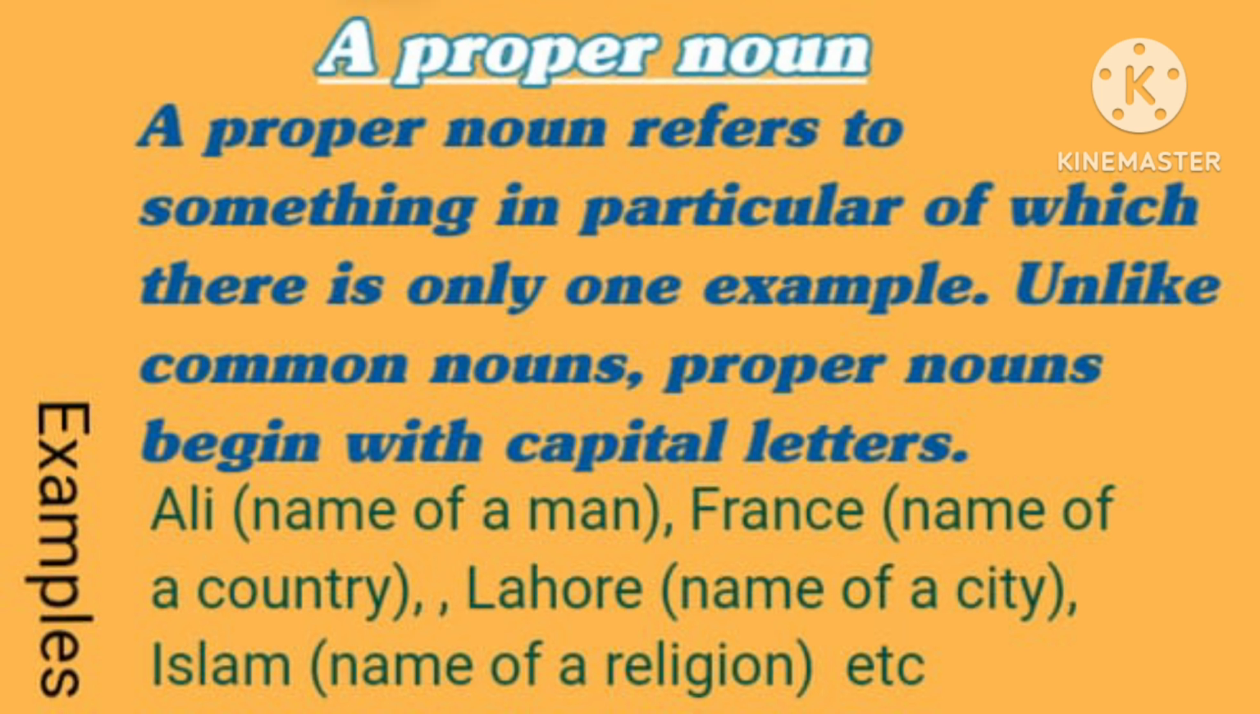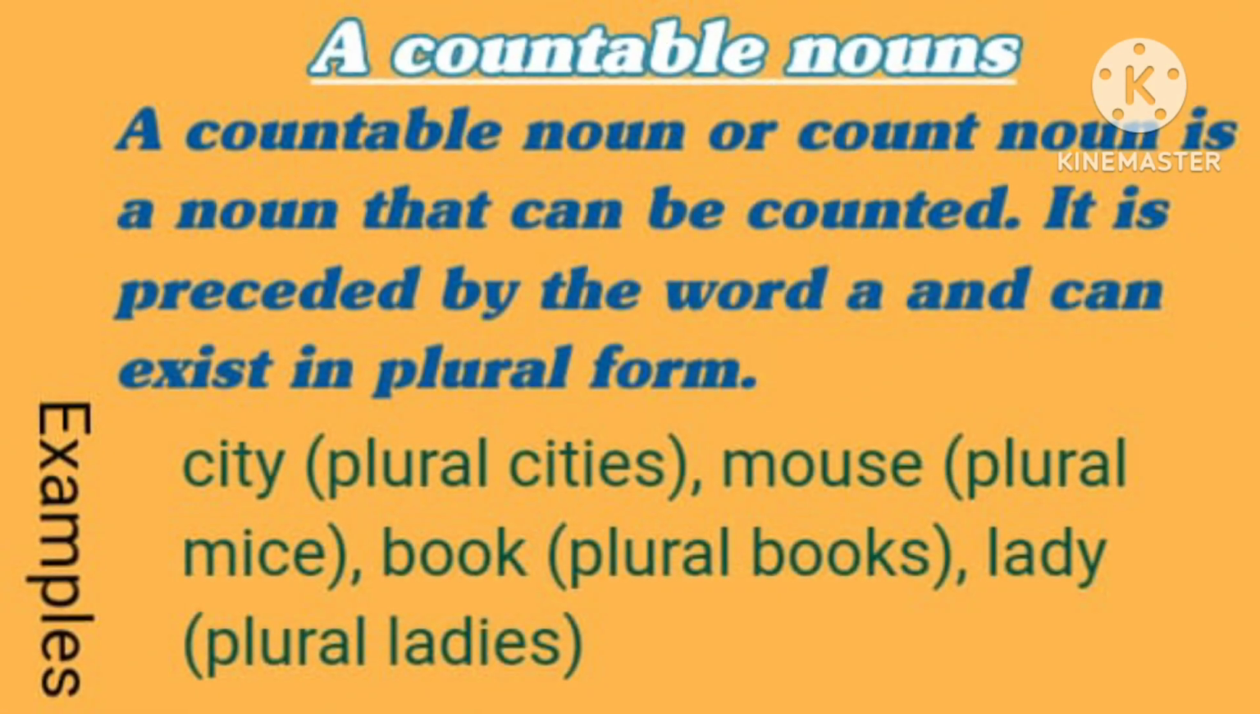3. A countable noun. A countable noun or count noun is a noun that can be counted. It is preceded by the word a and can exist in plural form. Examples: city, plural cities; mouse, plural mice; book, plural books; lady, plural ladies.